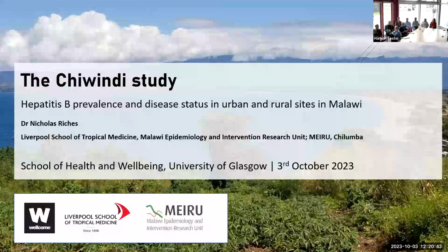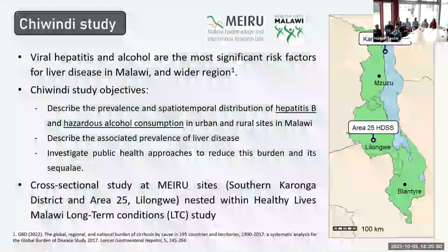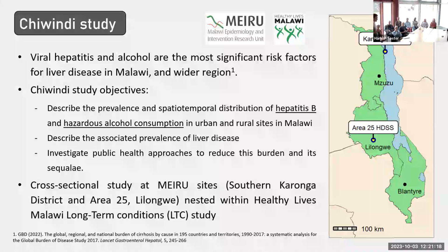So I just wanted to give a bit of an overview of my study, the Chiwindi Study, or part of it, and then a few of the findings and some reflections. So in terms of the reason for doing this study, I started off with a bit of a blank slate of what I could do for a PhD. So I approached Mia, who runs the Malawi Epidemiology and Intervention Research Unit, which is based in Malawi, and has two demographic surveillance sites, one in Lilongwe, an urban site, the capital, and one in the north in Karonga.